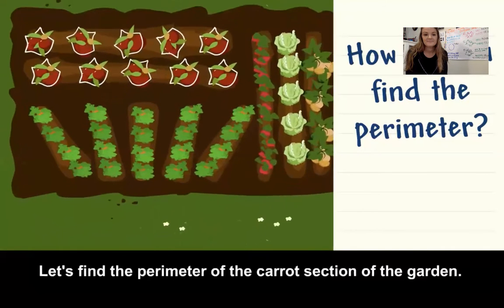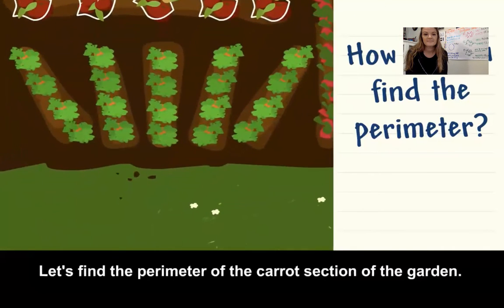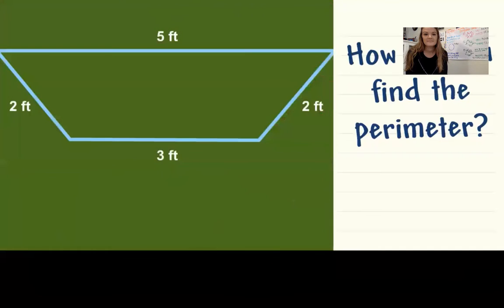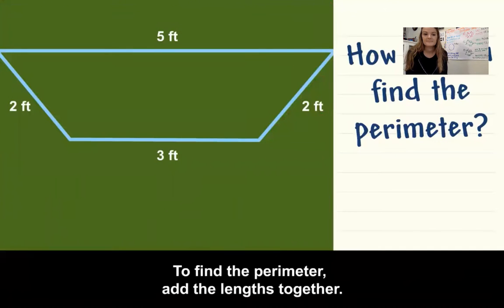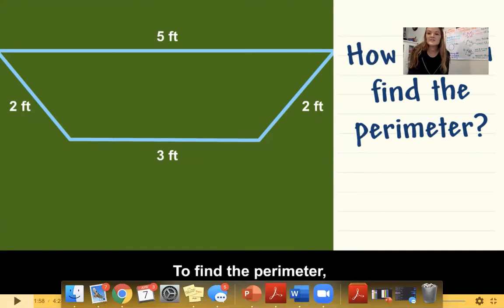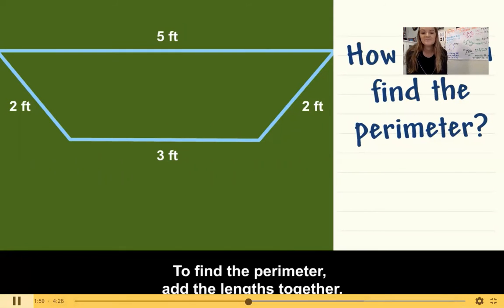Let's find the perimeter of the carrot section of the garden. To find the perimeter, add the lengths together. Let's do the mental math quickly before Annie does. We see 5 plus 3 plus 2 plus 2. Well, I see right away, I know 5 and 3, that makes 8. I'm going to add one of my 2's. 8 plus 2 makes 10. Add my second 2, 12. I think the perimeter is going to be 12 feet.